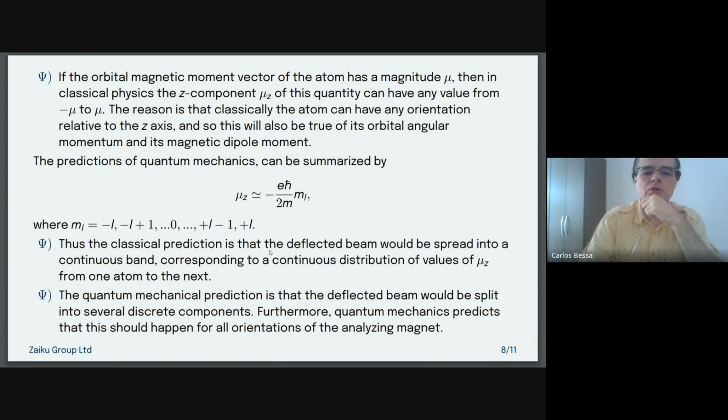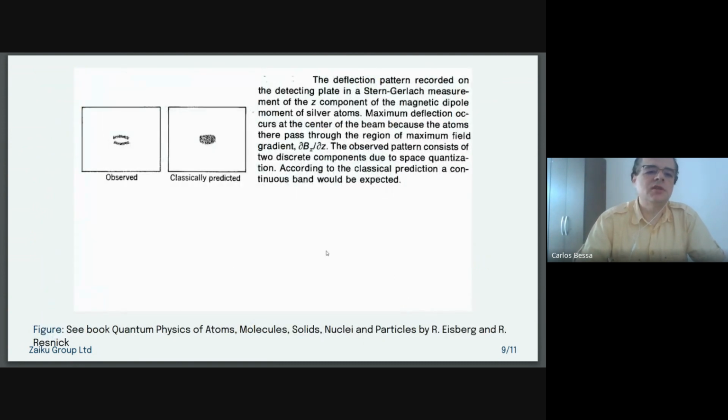Thus, the classical prediction is that the deflected beam would be spread into a continuous band corresponding to a continuous distribution of the values of mu z from one atom to the next. And the quantum mechanical prediction is that the deflected beam would be split into several discrete components. Furthermore, quantum mechanics predicts that this should happen for all orientations of the analyzing magnet. So it doesn't depend on the orientation of the magnet, of course. So basically, this is what is observed, the quantum mechanical prediction, and what is classically predicted.